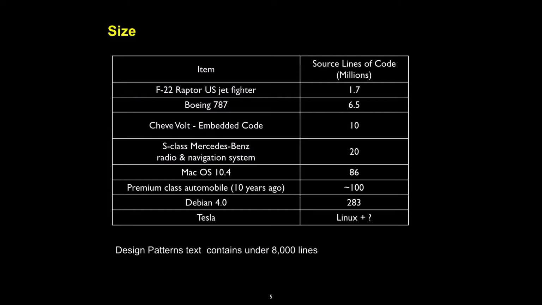And just for context, the textbook for the course has about 8,000 lines of text in it, which means the Chevy Volt is about equivalent to 1,000 books, right?